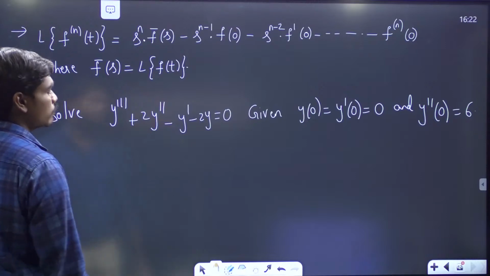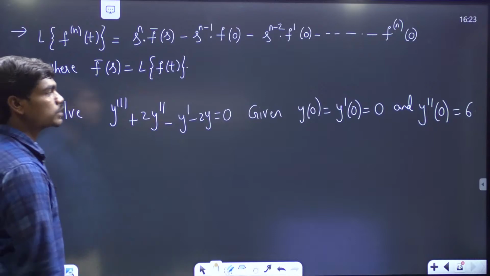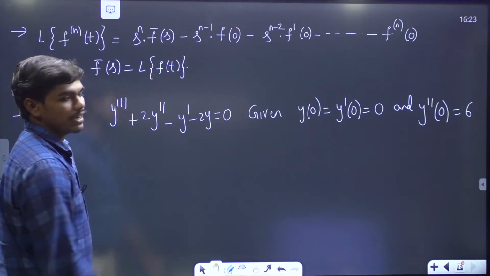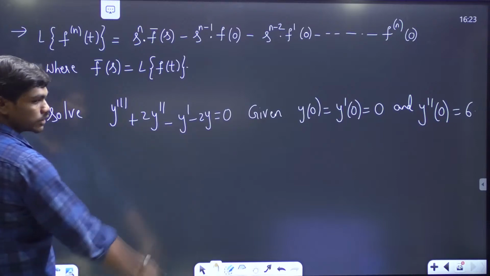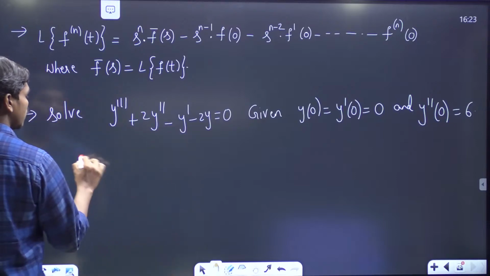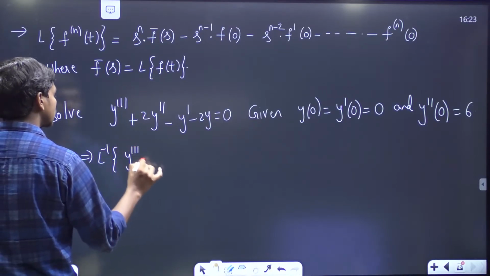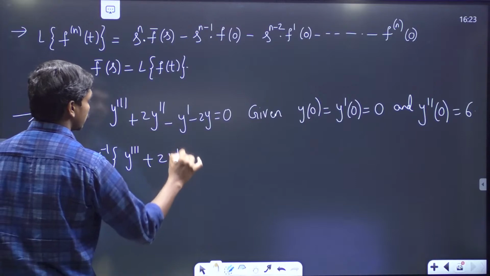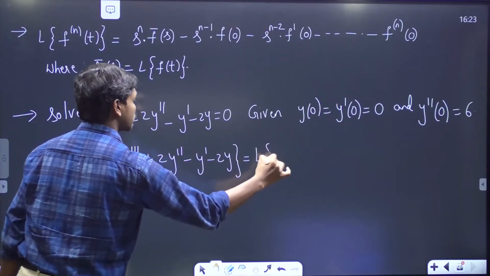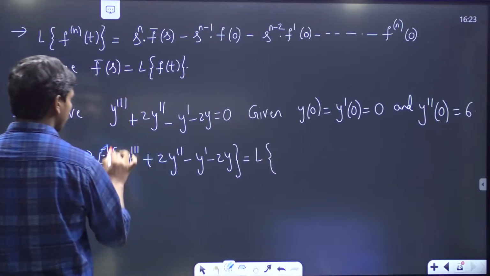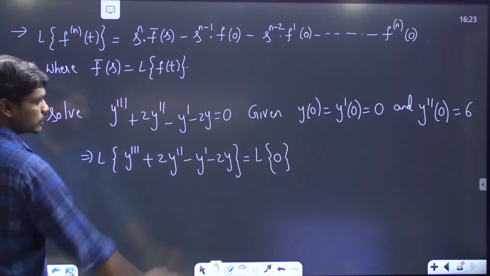So this is the question we have. Solve y triple dash plus 2y double dash minus y dash minus 2y is equal to 0. These are the given values. If you apply Laplace transform on both sides of this equation, Laplace of this is equal to Laplace of 0, and you know Laplace of 0 is anyhow 0.